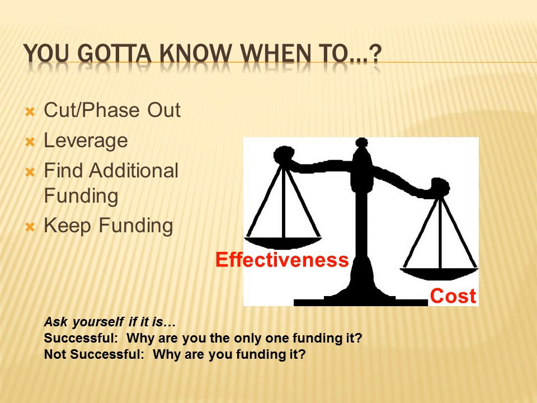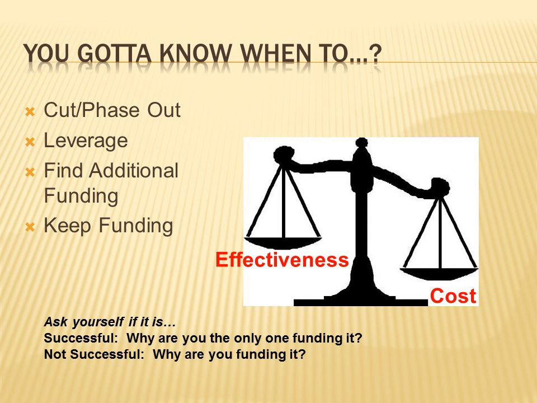So this is where you gotta know when to hold them, know when to fold them. This goes back to effectiveness and cost and thinking about what's working. And this goes back to part 2 next week, of finding out what your coalition or nonprofit's doing well so that you can market and sell it. When you're figuring that out, you're going to first, like I said, find out what's not working and what is working. So we're going back and forth. You've got to know what to cut and phase out, leverage, find additional funding, or keep funding.